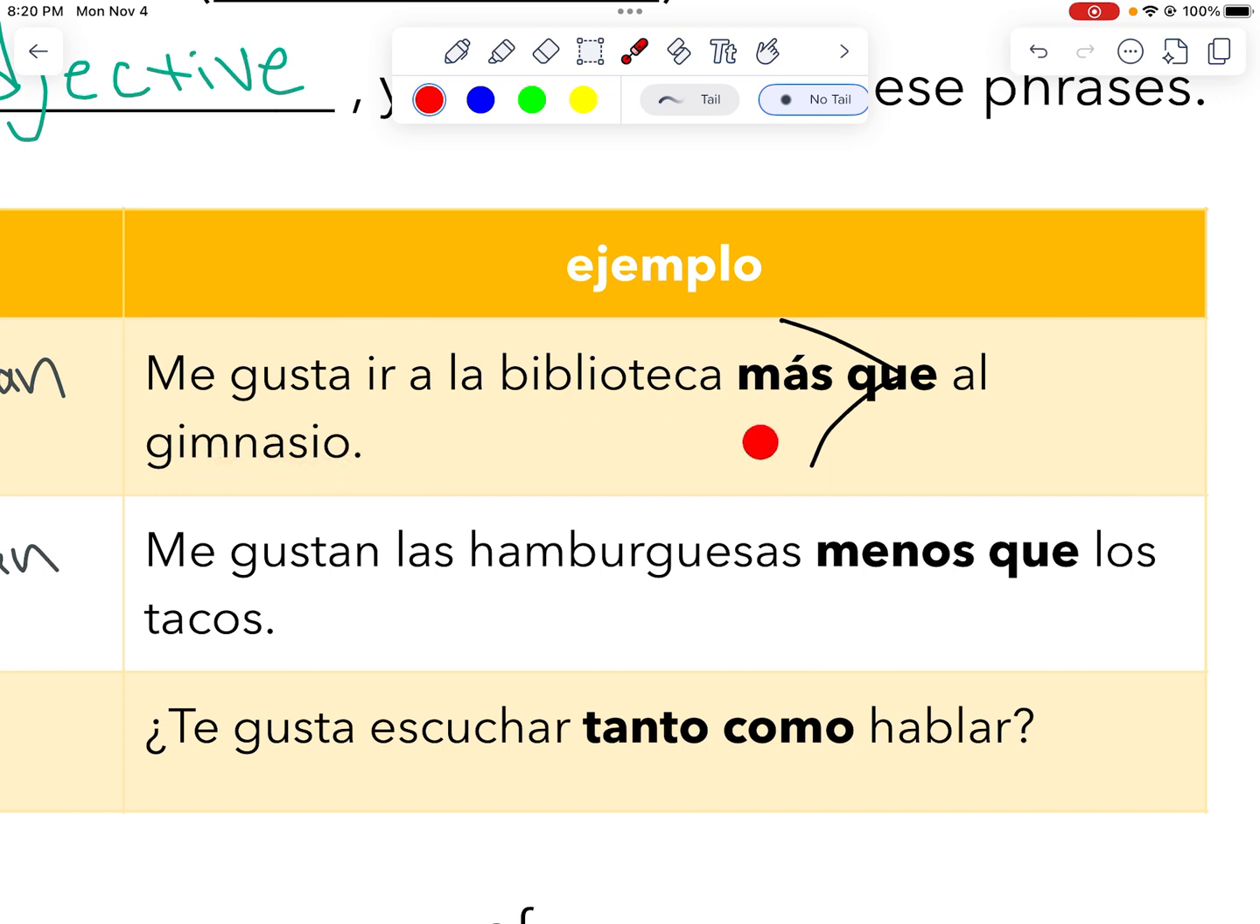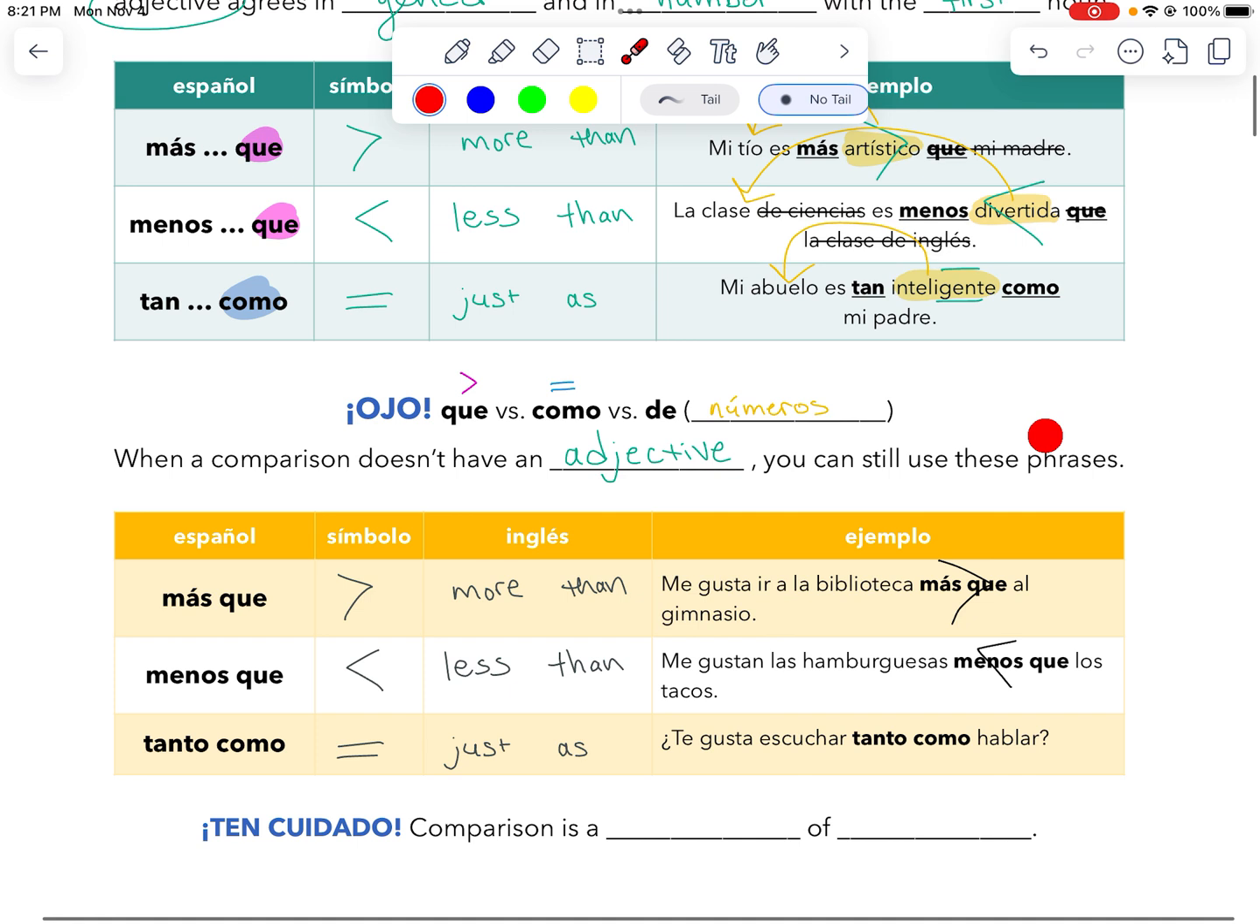There is no adjective in that sentence. So we're using it with verbs, I guess you could say. Here. Me gustan las hamburguesas menos que los tacos, which in this case is not only factually incorrect, but less than. So I like hamburgers less than tacos. Or I don't like hamburgers as much as I like tacos. Again, no adjective, so there's no adjective that goes between them. We just squish the más que together.